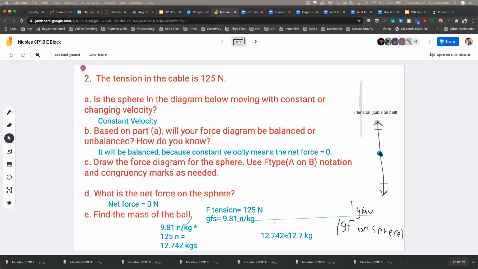And I just want to make sure that you people are not starting to think that it's the force of tension divided by the GFS that was the mass, because that's not the case, right? It's the force of gravity divided by the mass that's equal to the GFS, and that gives the mass. And it turns out that the force of gravity is also equal to the force of tension. Right?